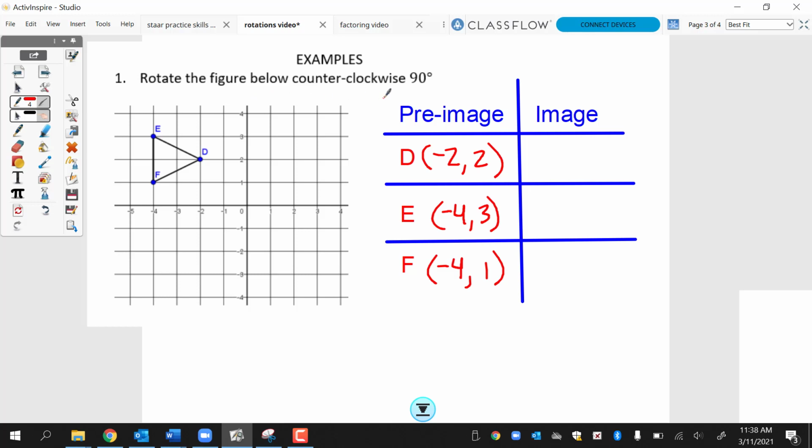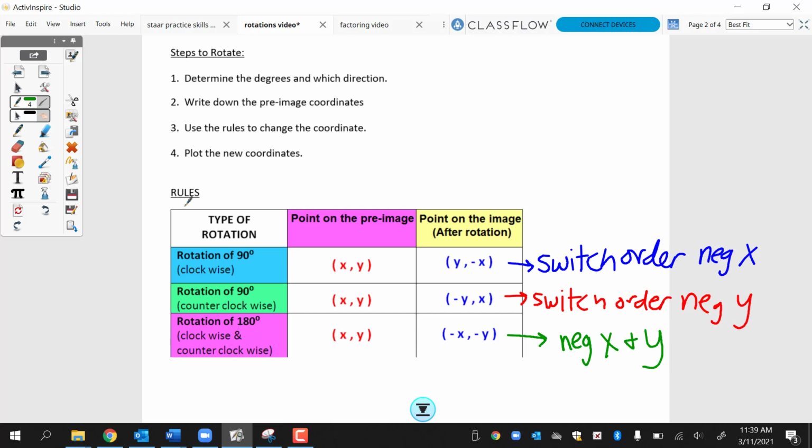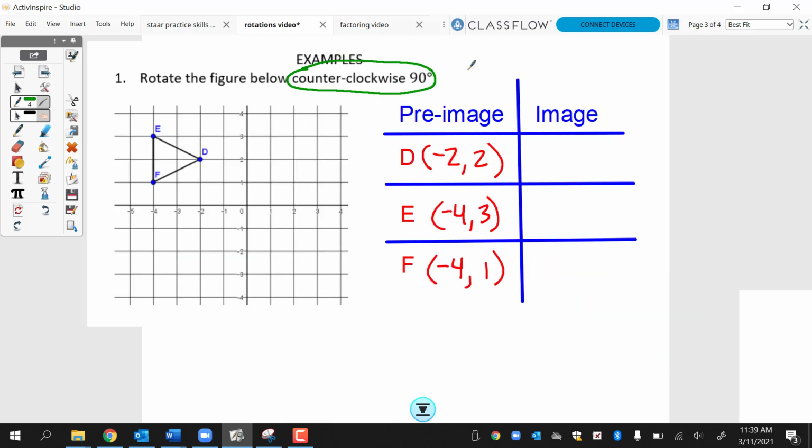Okay, next I'm figuring out how I am turning, like which way am I turning and by how much. So that said counterclockwise 90, so I look up my rule in the little chart. Counterclockwise 90 turns into negative y comma x. I'm going to write that down. Negative y comma x.